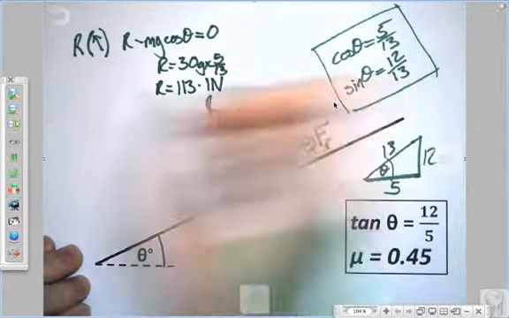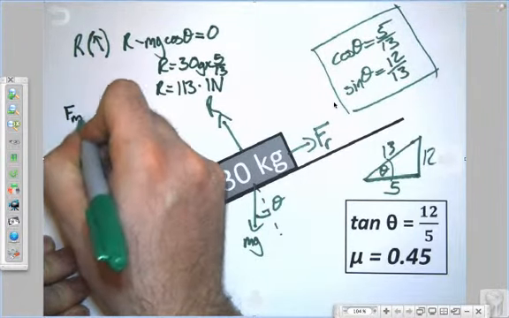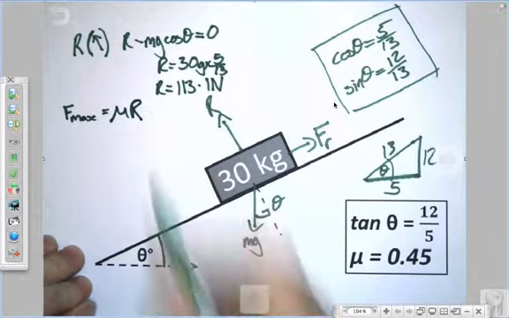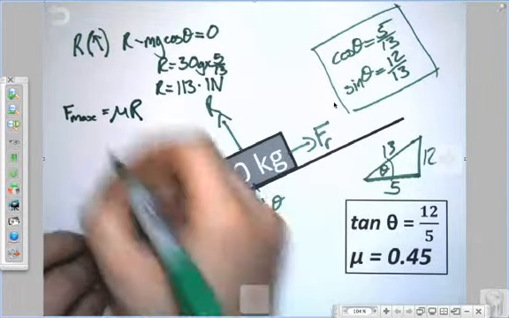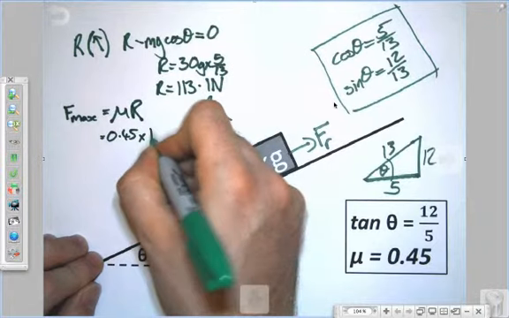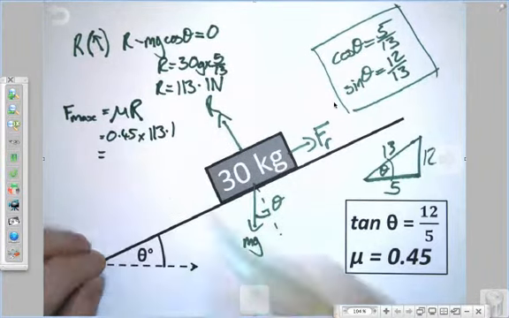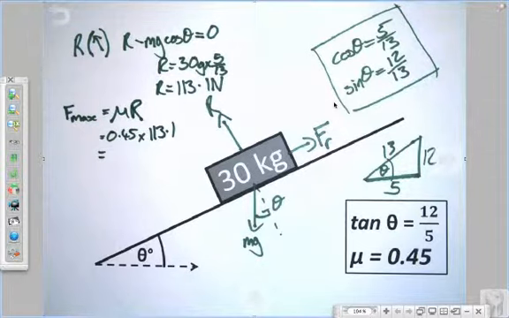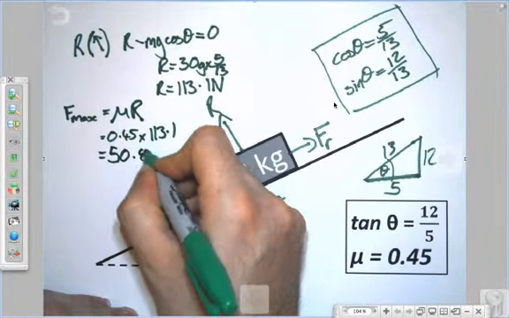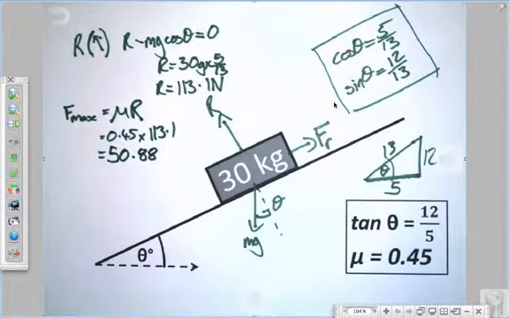Let's just check our F max. F max equals mu R. So we've got our mu is 0.45 times our R, which is 113.1. Again, on your calculator, use that previous answer. Don't ever use a rounded value. We get F max equals 50.88. So we could well be accelerating here. I think we are. So let's check.